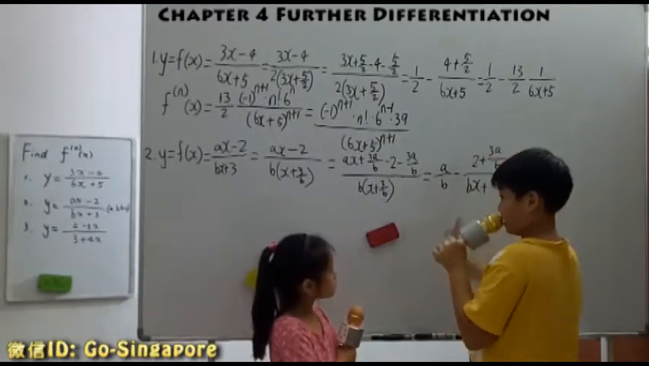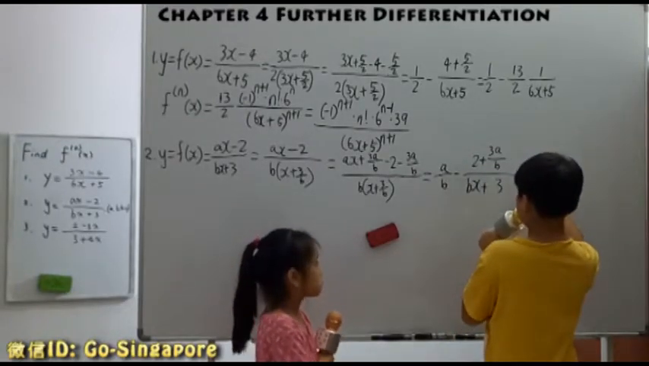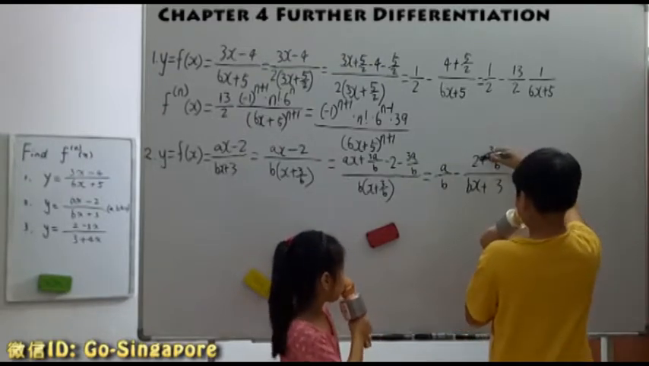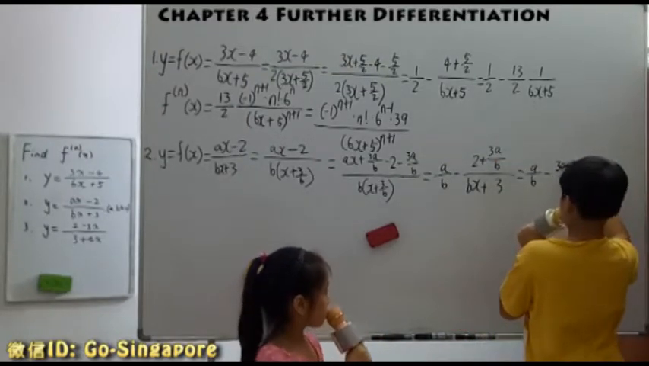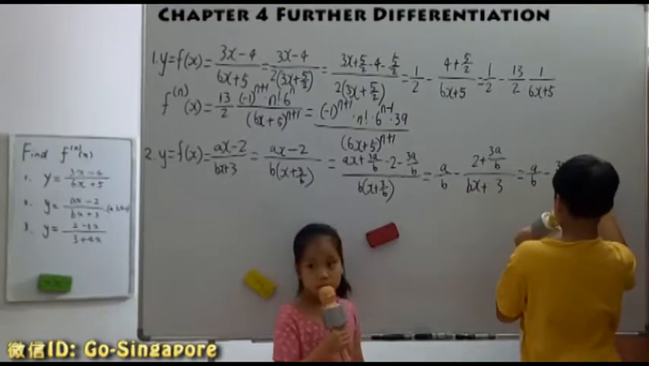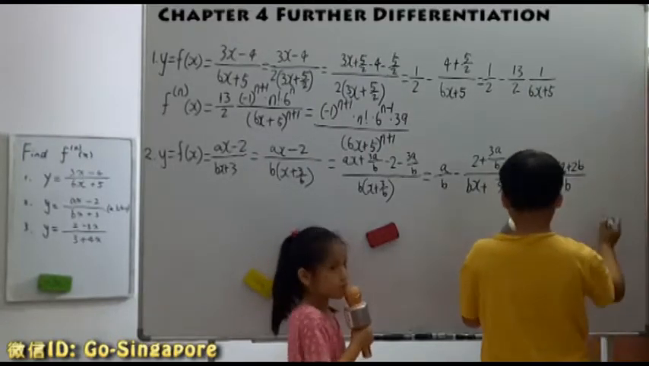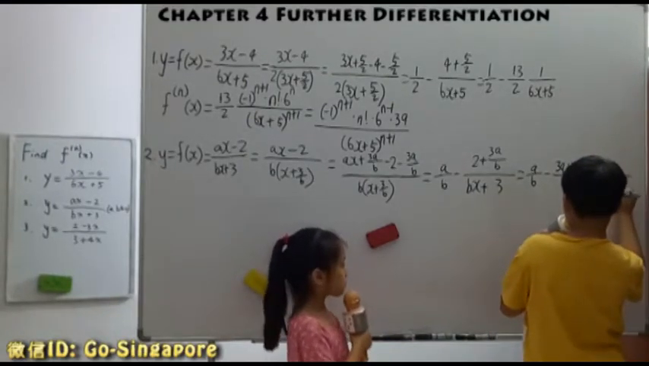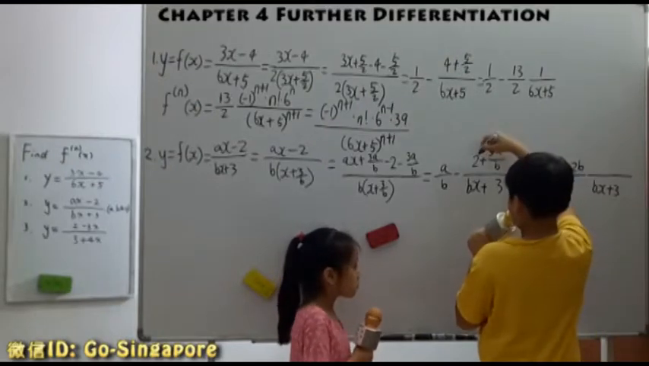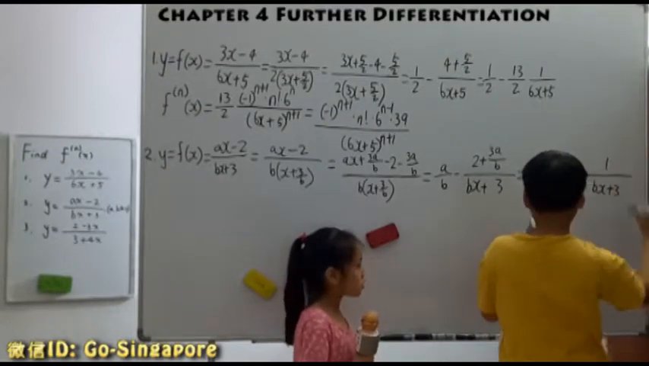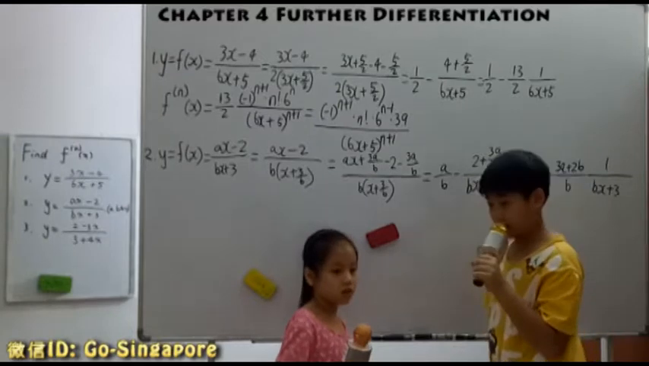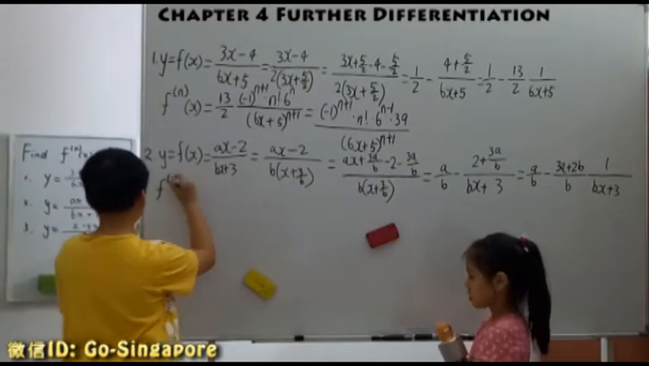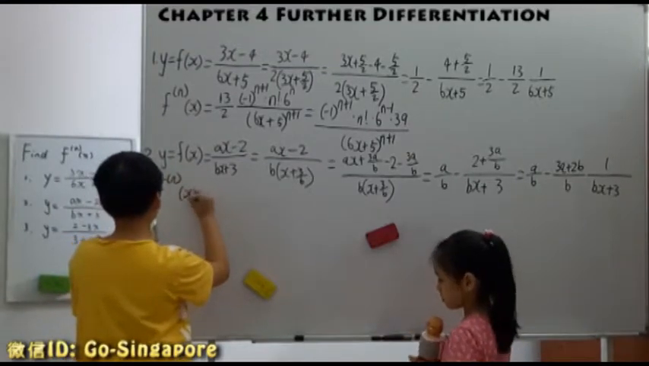Common denominator and take it out. Right? So this is a over b minus... so this is 3a plus 2b, then this over b. So here, times down here this is bx plus 3, and up here 2 plus this thing is a 1, because we took it out. Cool. Right now we'll find what is the nth derivative of f(x).